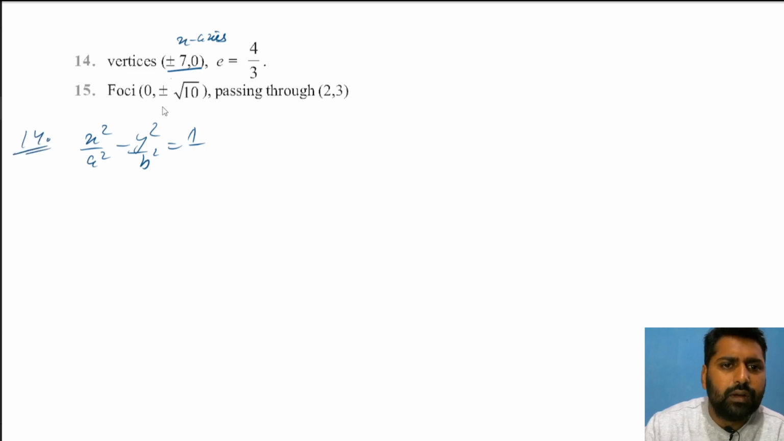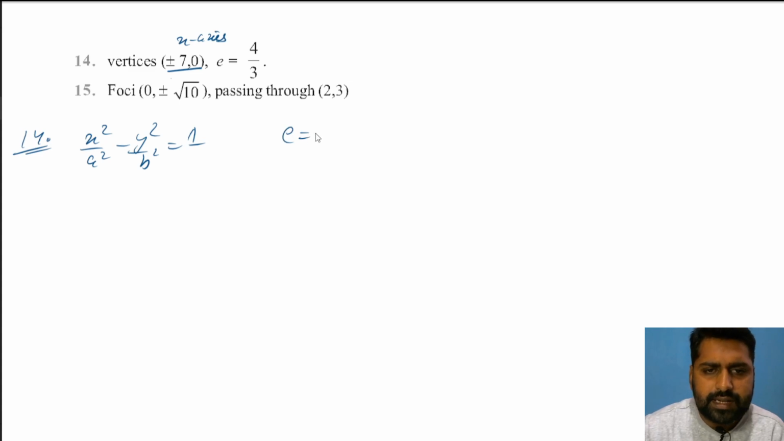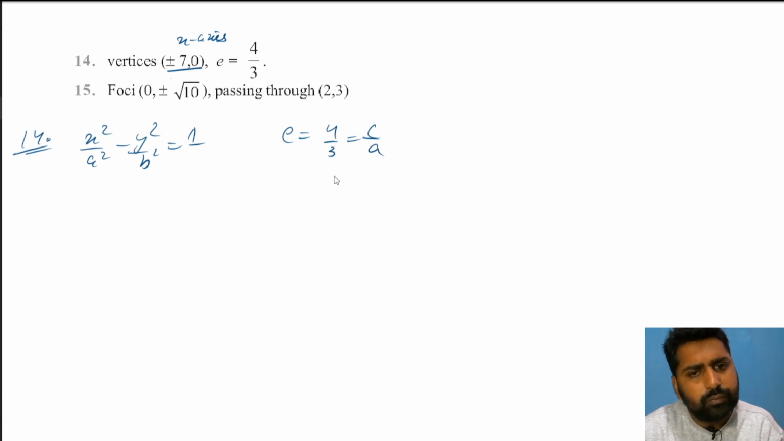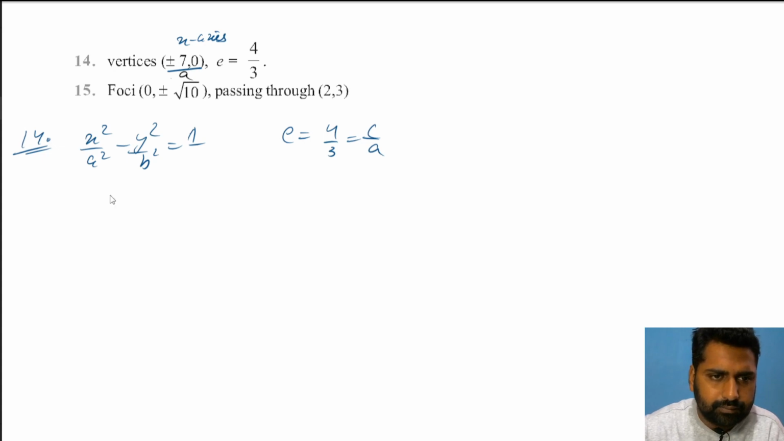He's saying eccentricity e. This time, directly, instead of giving a and b, he is giving us c. E is 4 by 3, that's c by a. Vertices is a. I think the question is simple now. Vertex is always a. So we know a is 7.